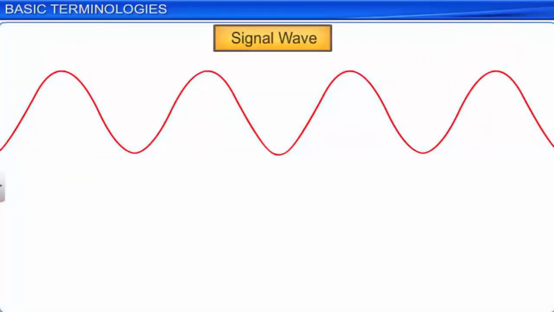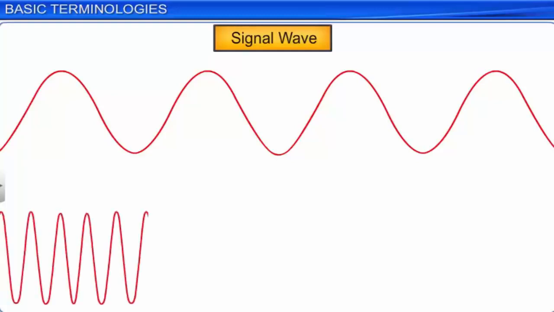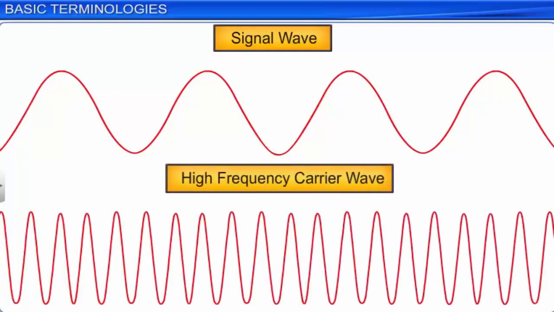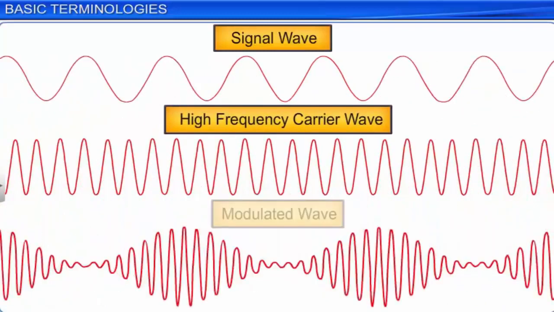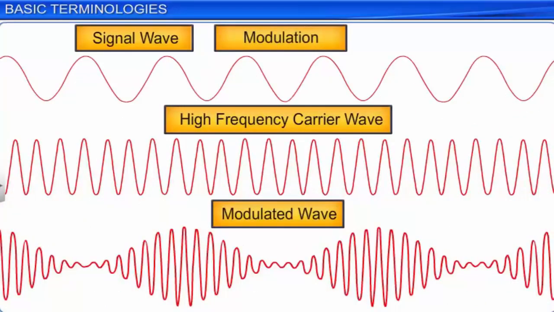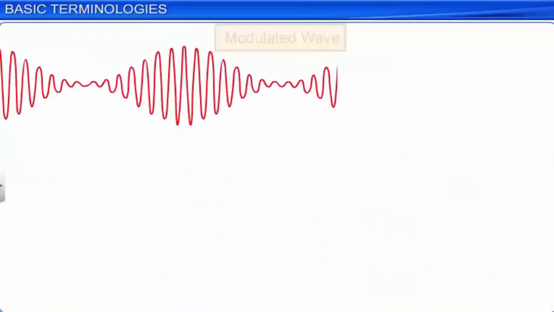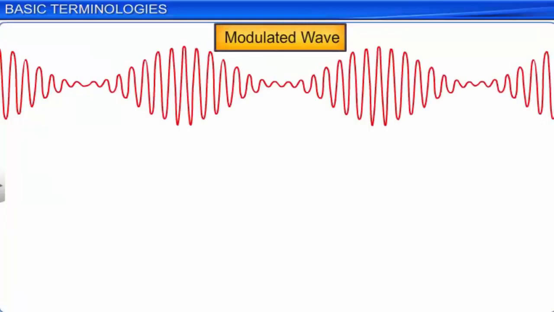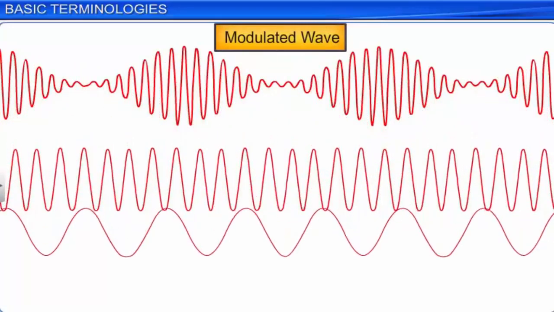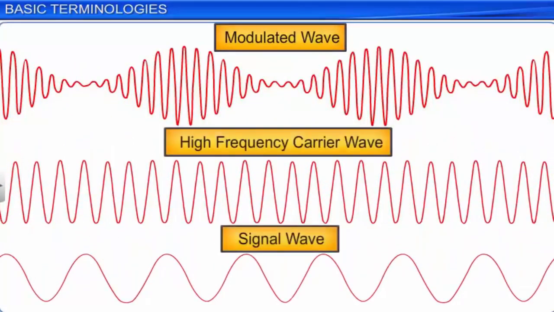To increase the range of a low-frequency signal, the transmitter superimposes the low-frequency message signal on a high-frequency carrier wave. This process is called modulation. When a modulated wave reaches a receiver, the low-frequency message signal is retrieved from the high-frequency carrier wave. This process is called demodulation.